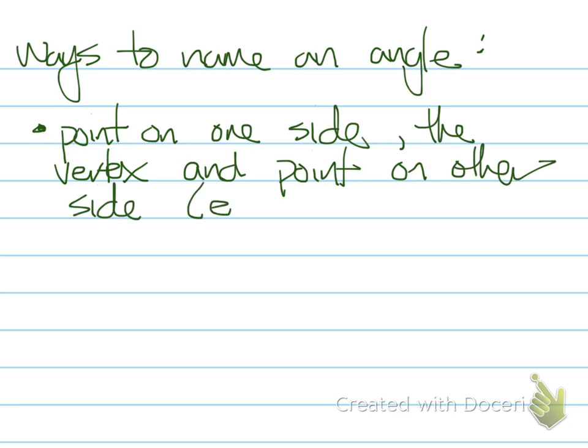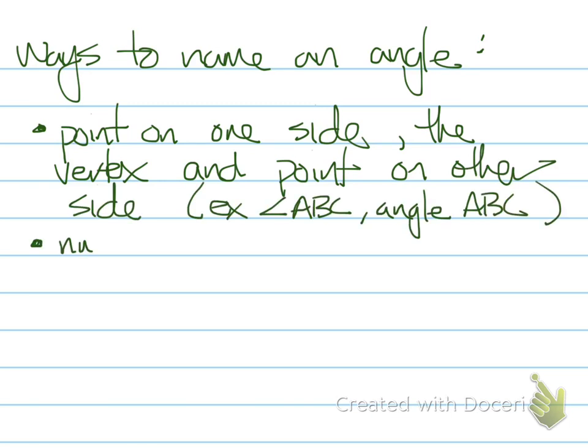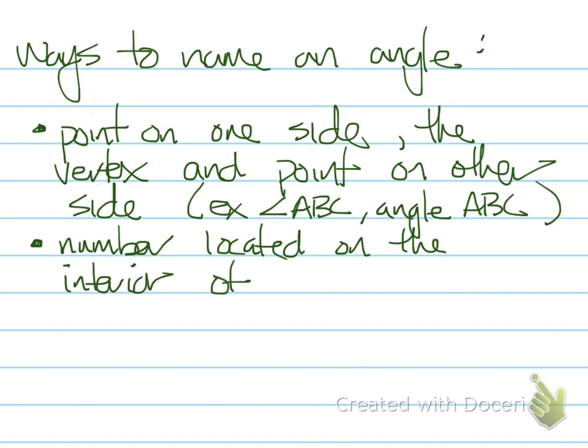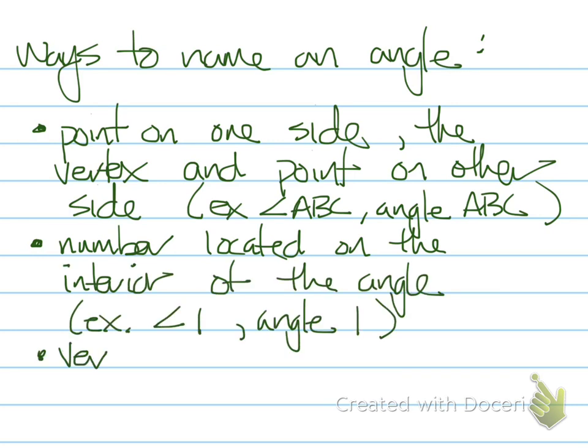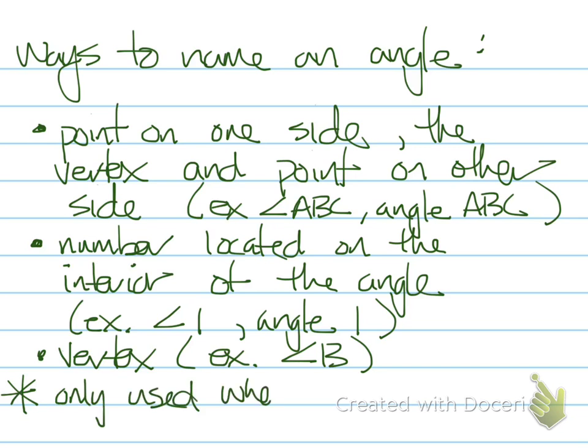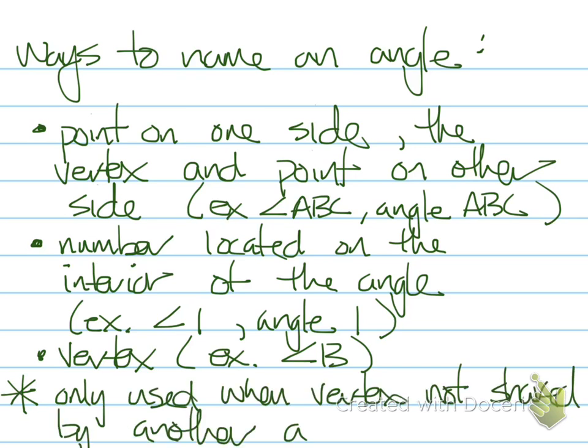There are three ways to name an angle. You can use three letters to name the angle, the first letter being one point on one side of the angle, the middle letter being the vertex of the angle, and the third letter being a point on the other side of the angle. That's the safest way to name an angle. If there is a number on the interior of the angle, you can use the number to name the angle. And as long as the vertex of the angle is not shared by another angle, you can use the vertex of the angle.